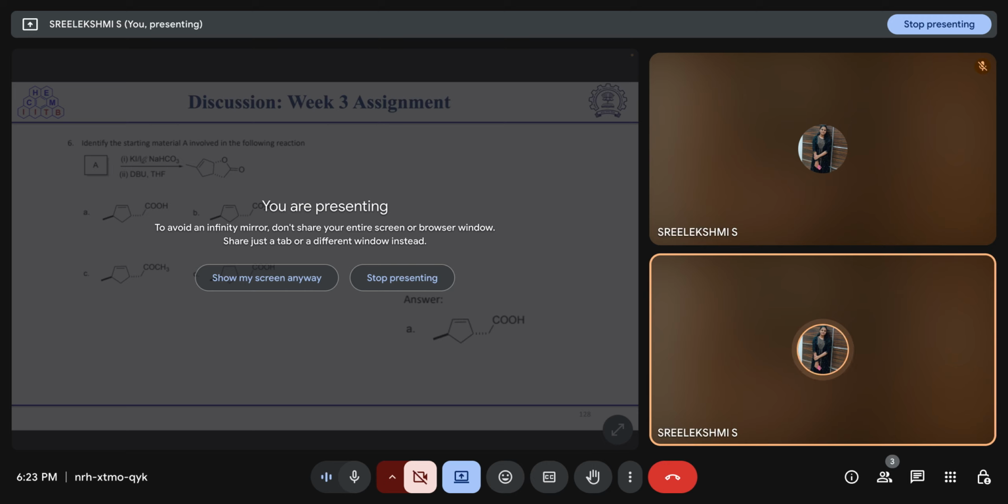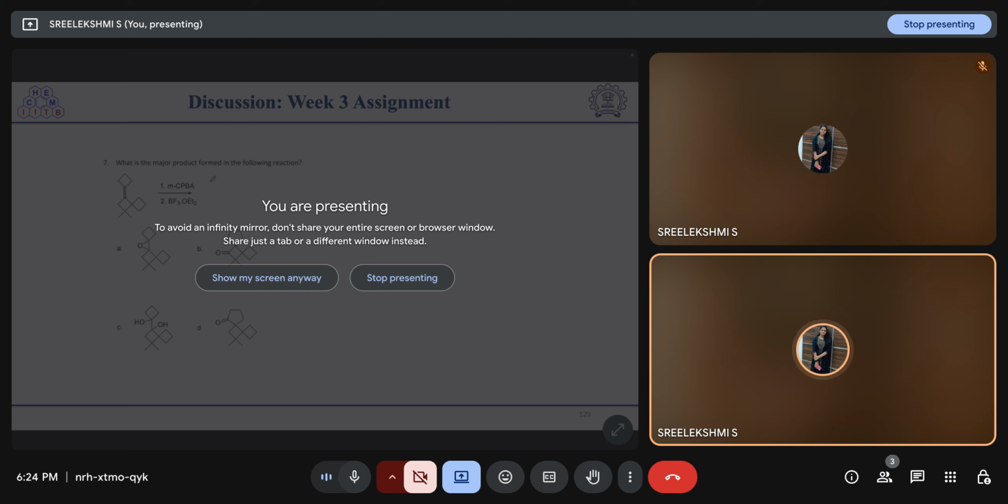That will be with KI2 and NaHCO3. Then in DBU, THF condition, HI will eliminate and we will get this double bond over the center, to get this compound given as the product. So first iodonium ion formation, then lactonization, and then HI will eliminate to give the product.